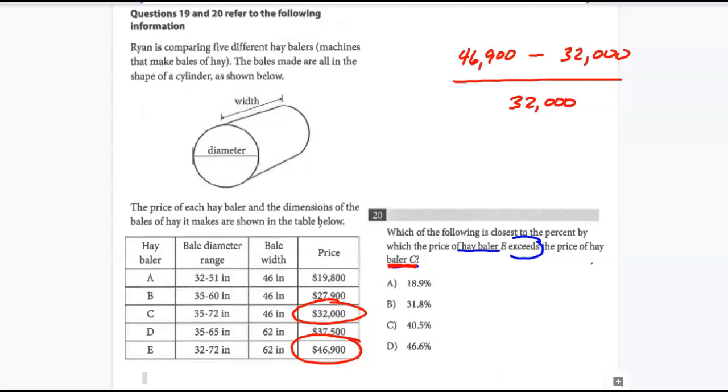All right, so we do that. Breaking out a little bit of math here. We got 46, so that's about 14,900 divided by 32,000. Check this out. 14,900 divided by 32. And it's about 46%. So correct answer here is D. You're going to get like 0.46 and so on.